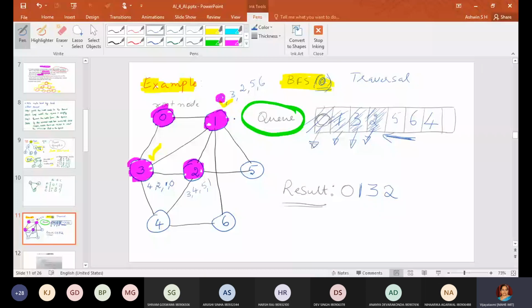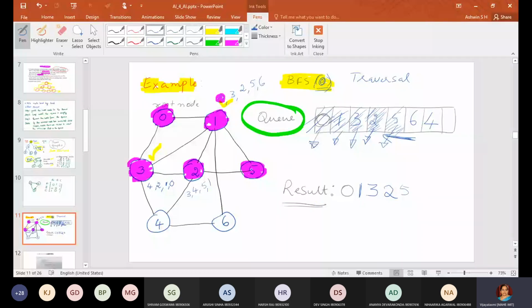So after 0, 1, 3, 2, I don't have to enter anything in the queue because I don't have any unvisited adjacent vertices of this particular vertex. So next I'll remove this 5. I'll cancel it here and mark this 5 as a visited node. So here I will write 0, 1, 3, 2, 5.